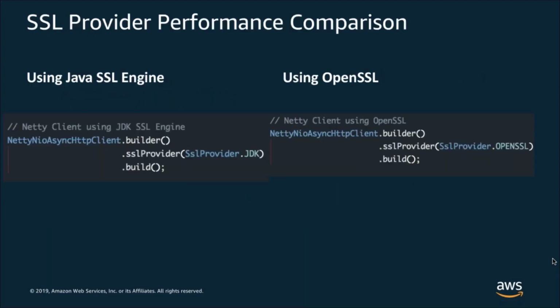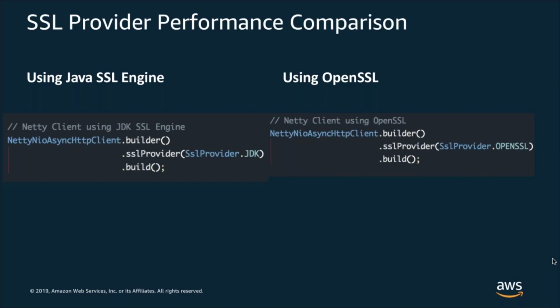One interesting thing is how much faster the SDK client can be by simply switching to use OpenSSL as the SSL provider. To give some context, you can use different SSL providers when you are using the Netty client, and you can pass it through the Netty client builder. There are mainly two providers. The first one is the JDK SSL provider, which is using the Java SSL engine. The other one is OpenSSL.